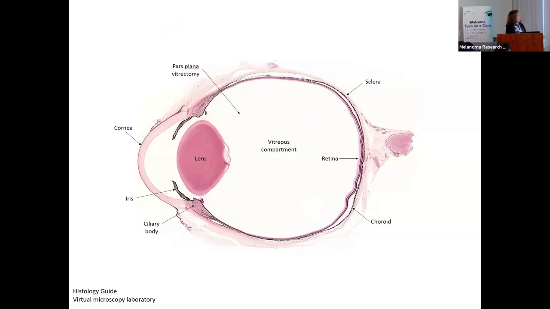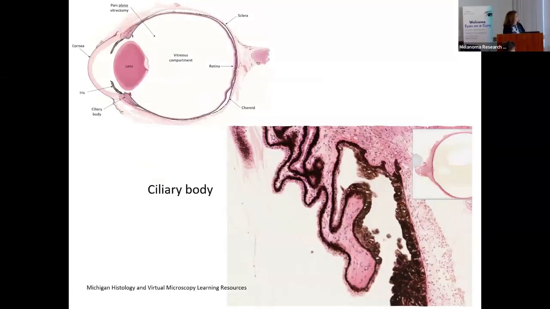This is a cross-section of the eye that just shows you basic anatomy. So I know you're familiar with the iris, which gives color to the eye. The ciliary body has some muscle fibers and changes the shape of the lens of the eye. The choroid contains a very rich vascular network supplying the eye, and the retina is in the most posterior portion of the eye.